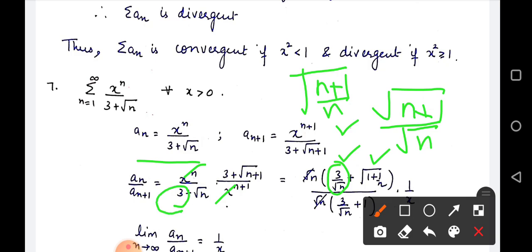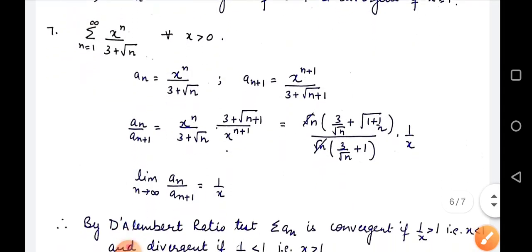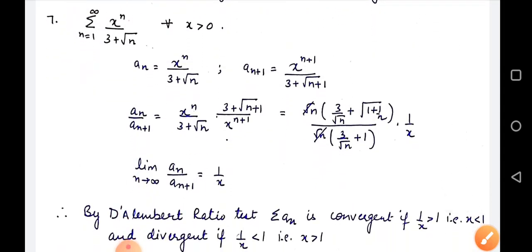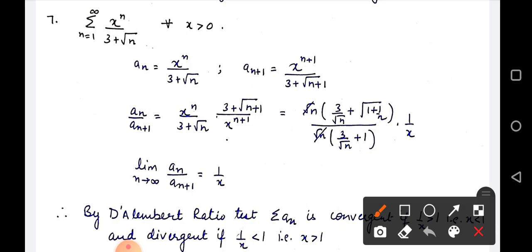सिमिलरली जब आप रूट n यहाँ से कॉमन लोगे तो इट इज़ 3 अपॉन रूट n, और रूट n को जब डिवाइड करोगे रूट n से इट इज़ 1। सो यू आर लेफ्ट विथ दीज टर्म्स। नाउ टेकिंग लिमिट n अप्रोचेज इन्फिनिटी, जैसे ही आप n अप्रोच करवाओगे इन्फिनिटी को, 3 अपॉन इन्फिनिटी इज़ 0, यहाँ से 1 बाय इन्फिनिटी इज़ 0, यहाँ से 3 बाय इन्फिनिटी इज़ अगेन 0, सो यू हैव 0 प्लस 1 अपॉन 1, सो इट इज़ 1, so it is 1 by x. Now again convergence or divergence will depend upon value of x.